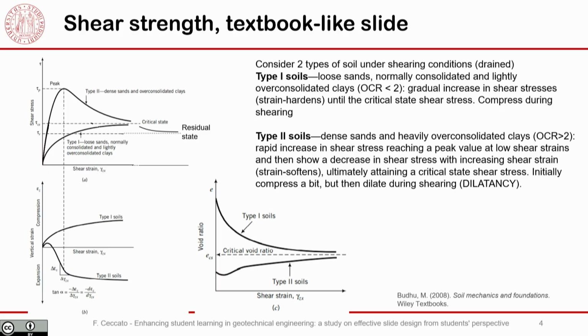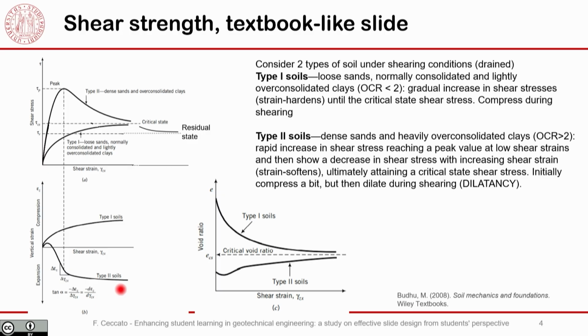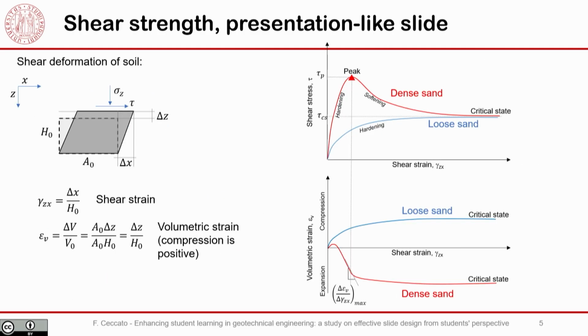Just to give you an example, this is the slide for the topic of shear strength, the textbook-like slide. So I don't comment on it, but as you can see, there is a long text, and this text is explaining what you see in the figures. The figures are showing the shear stress as a function of the shear strain, and volumetric strain with shear strain or the void ratio.